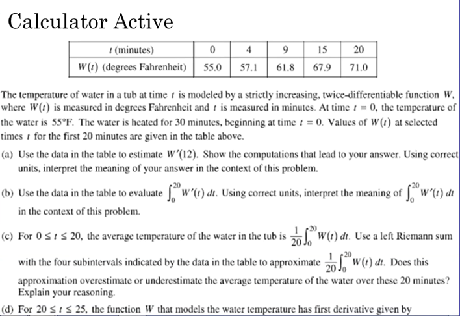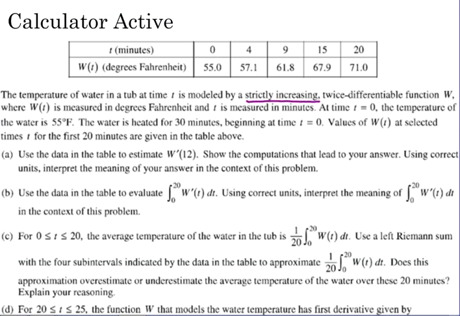Okay, so most of the time these table problems are calculator inactive, but there is a group of them that do become calculator active, and it's typically when they put a context with the problem. So in this case, we're talking about the temperature of water in a tub, and it is strictly increasing. Remember, I mentioned yesterday we didn't end up using it. They told us that it was strictly increasing. We never used that information, but we may use it today.